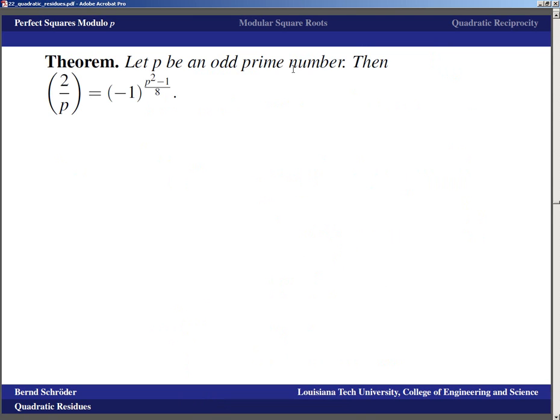If we have an odd prime number, we can say exactly when 2 is a perfect square modulo p, because the Legendre symbol of 2 over p is (negative 1) to the (p squared minus 1) over 8. So this is something where you can now decide very quickly whether 2 is a perfect square modulo p, because you just figure out whether p squared minus 1 is divisible by 8 or by 16, which you can figure out from the last few digits of p squared minus 1. And once you have that, you know whether 2 is a perfect square modulo p or not.